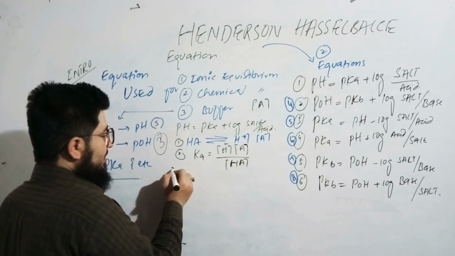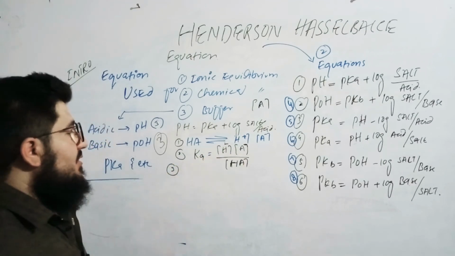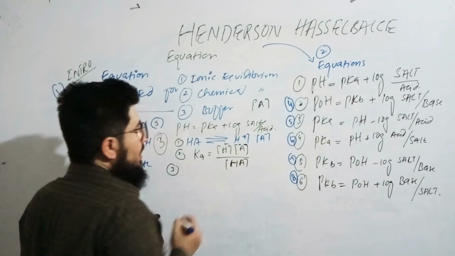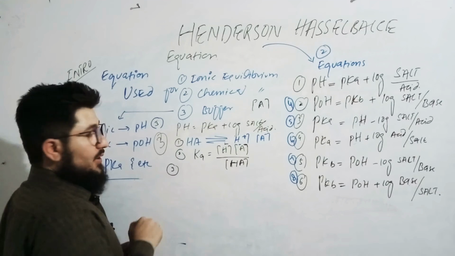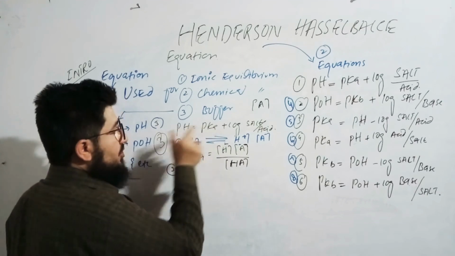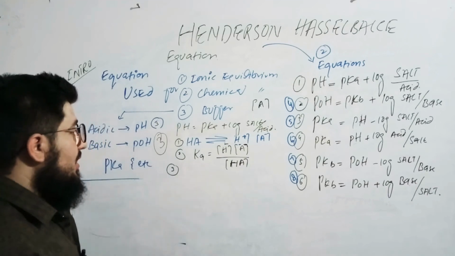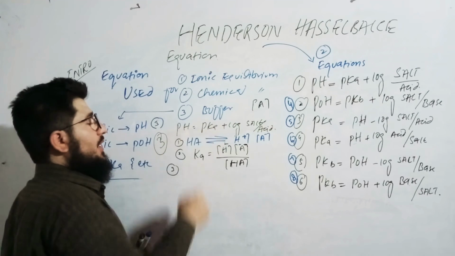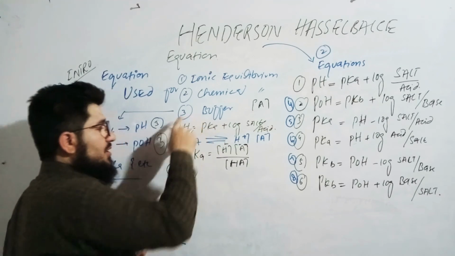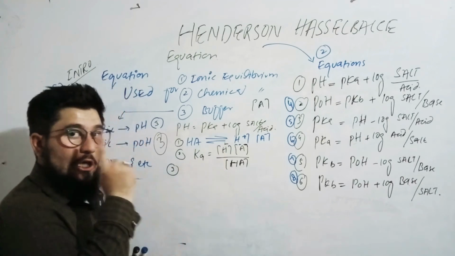Now let's come towards step number three. Here we got Ka is equal to H plus A negative divided by HA. Now from this step, we will look at the equation, and according to the equation we will simplify our next steps. So here in the equation, we are asked about the pH, where pH is equal to pKa. So we are going to find pH. Now where is the H in this step? Here is the H, simple, alone, individual H.